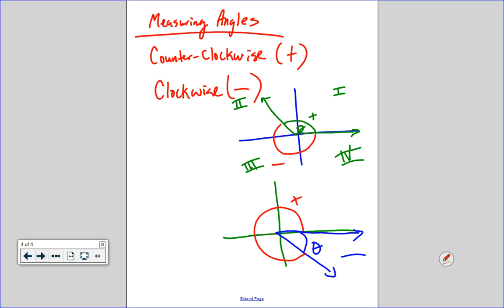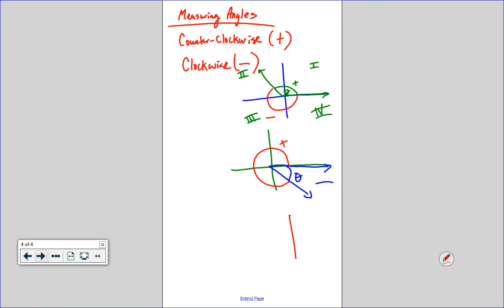Any questions on that? What is the most common, how do we measure angles? What do we call that? What's our unit of measurement? Degrees.